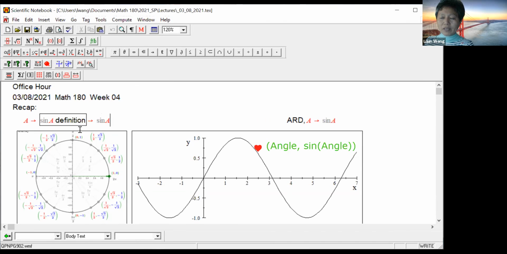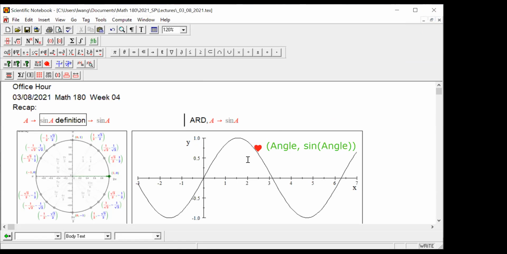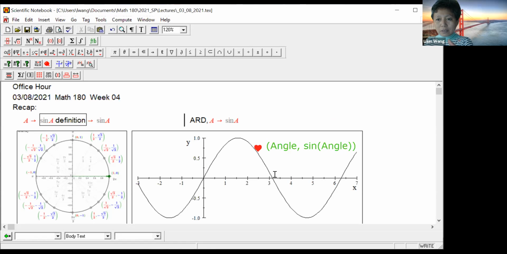So from A to RD. What's the role of R in the definition? Well, R is a reference angle. It's very important, right? So ARD again. But this curve gets you to D much more faster if you know how to read this curve. Now, let's look at the arc sine.